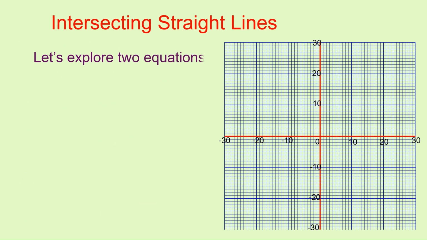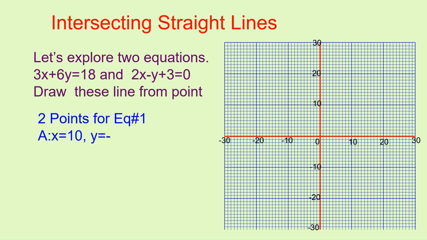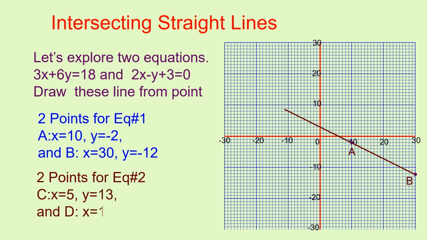Let's explore two lines' equations: 3x plus 6y equals 18 and 2x minus y plus 3 equals 0. Draw these lines from points. Two points for line number 1: point A, x equals 10, y equals minus 2, and B, x equals 30, y equals minus 12. Two points for line number 2: point C, x equals 5, y equals 13, and D, x equals 10, y equals 23.